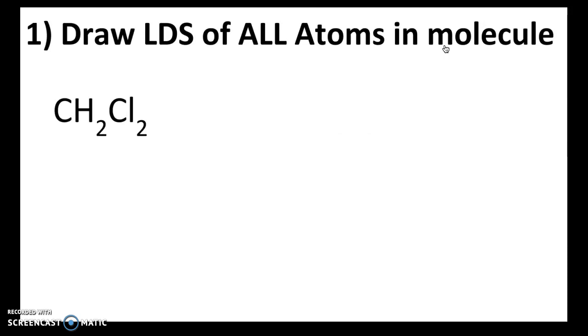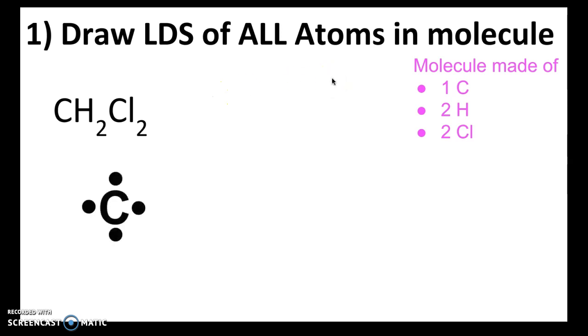All right, here's our first example. We're asked to draw the Lewis dot structure of CH2Cl2. And the very first step is to draw the Lewis dot structure of all the atoms in the molecule. So when we take a look at this molecule, we can see from its chemical formula that it has one carbon, two hydrogen atoms, and two chlorine atoms.